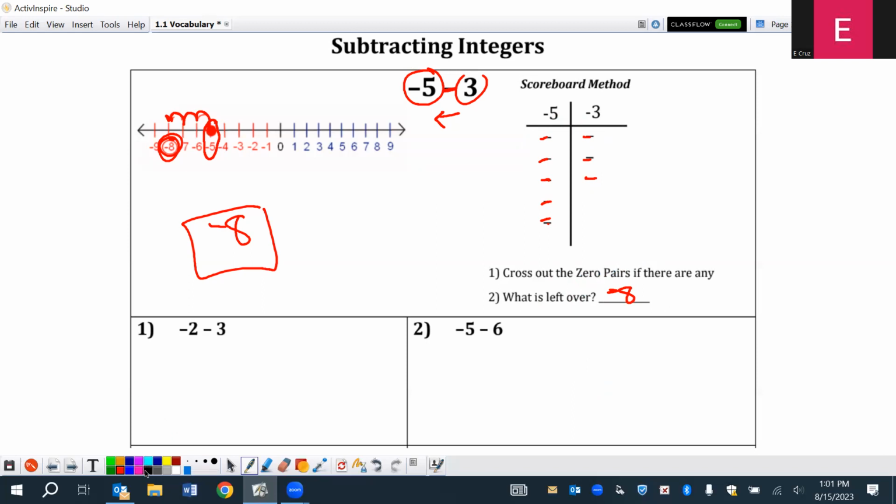So let's try number 1 together. Number 1, draw a little T-chart. I have a -2 on the left side, 1, 2, and -3 on the right side. -1, -2, -3. Again, there's no plus sign, so I cannot cancel them. All I have to do is add them all up. 1, 2, 3, 4, 5. So my answer is -5.